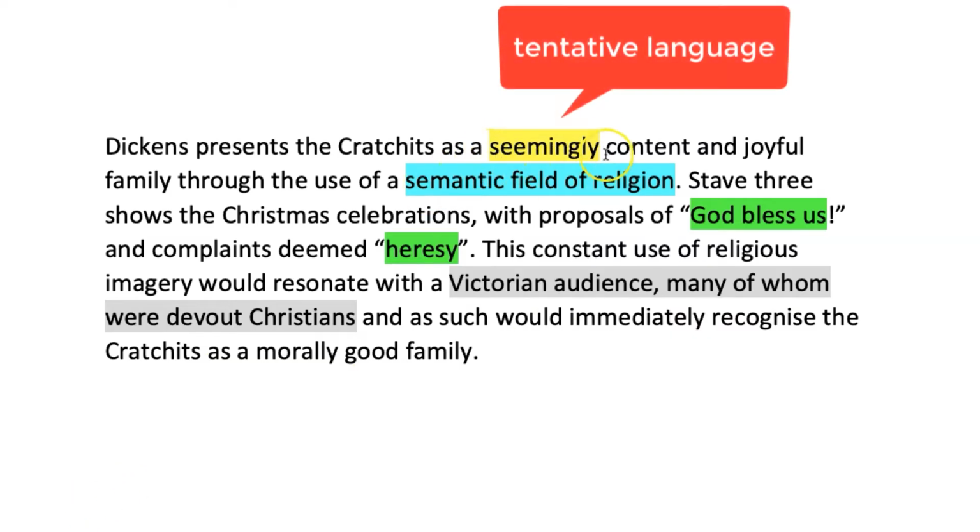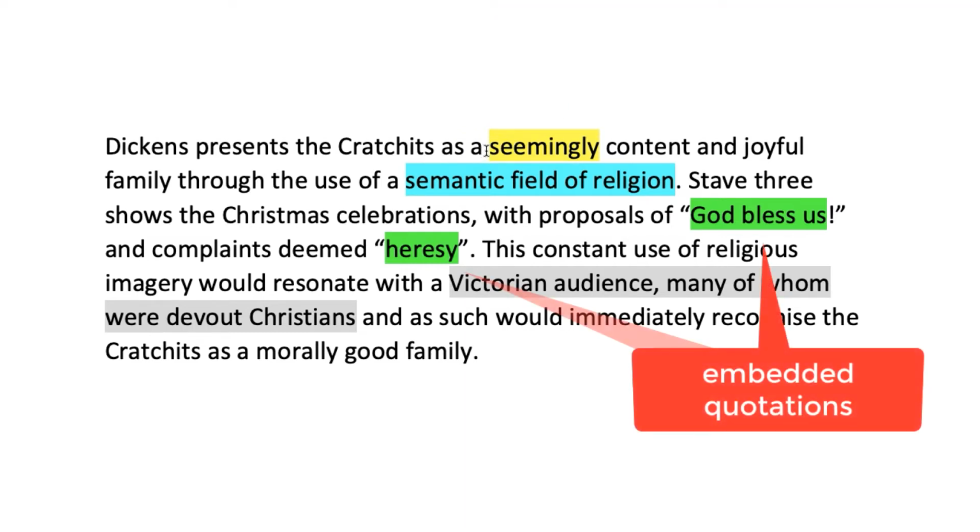Let's start at seemingly. This is tentative language. It means it's not a certain interpretation. And hey, guess what? That shows you are exploring. It shows that you're looking at more than one interpretation.